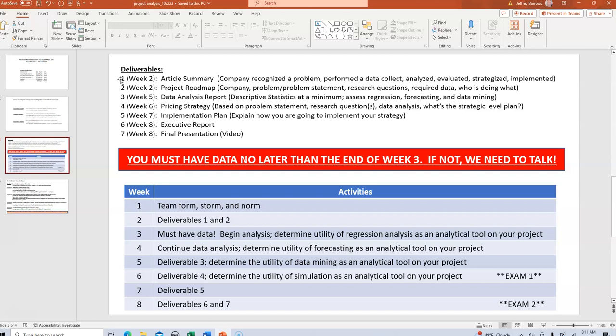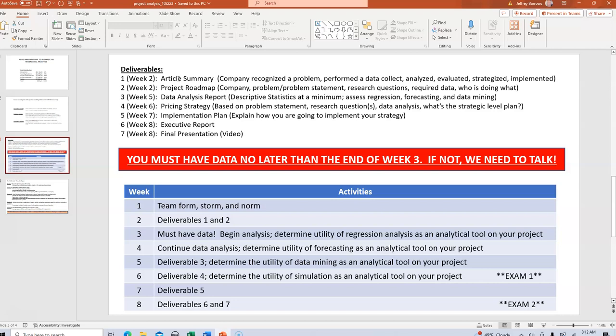What I don't want you to do in this first deliverable, this article summary, is go to Amazon's webpage and find a link that says, when we have a business problem, this is what we do. We might use one of several different techniques based on the data we have. That's not what I'm looking for.